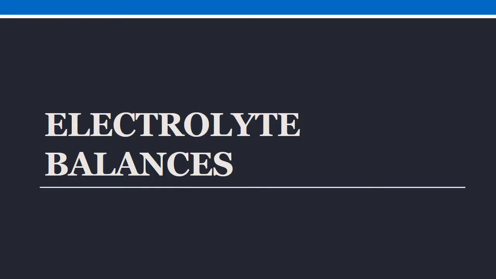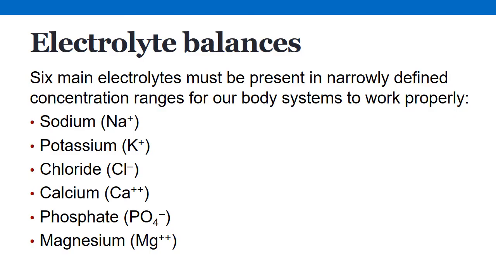All right. Finally, we're going to talk about electrolyte balances real briefly. There are 6 main electrolytes that must be present in narrowly defined concentration ranges for our body systems to work properly: sodium, potassium, chloride, calcium, phosphate, and magnesium. Of these, sodium, potassium, and calcium are very tightly controlled by our body, and we're going to talk in the next couple of slides about how that happens.